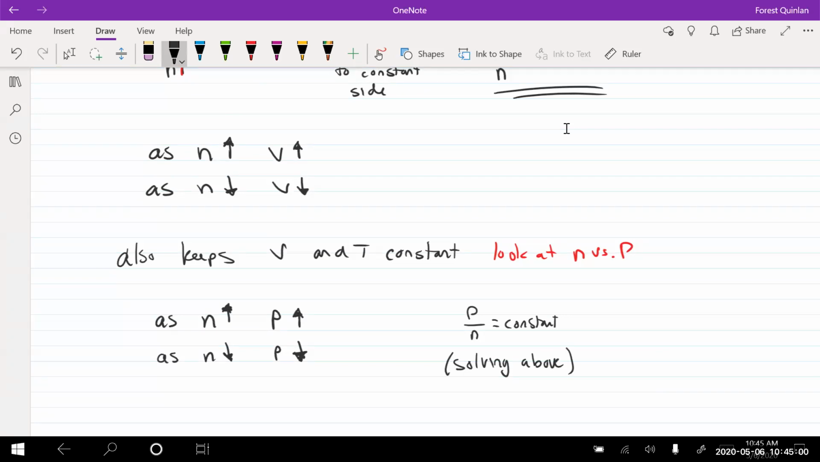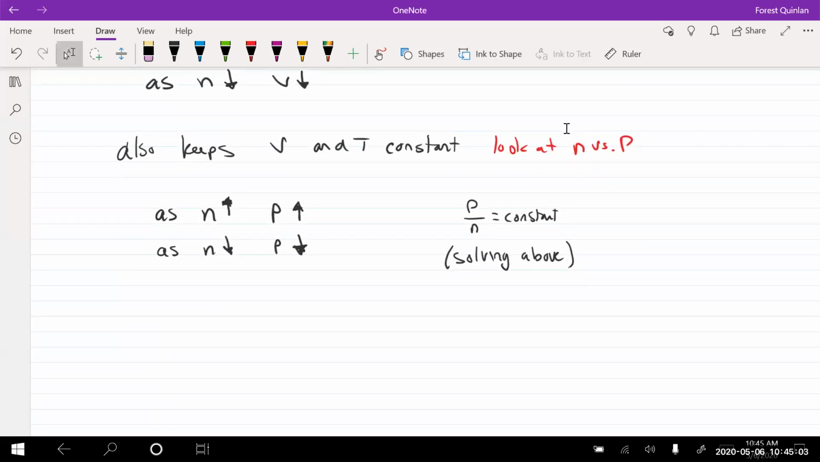And mathematically, we can see that relationship. But we don't need the math right now to understand what these people saw, okay?